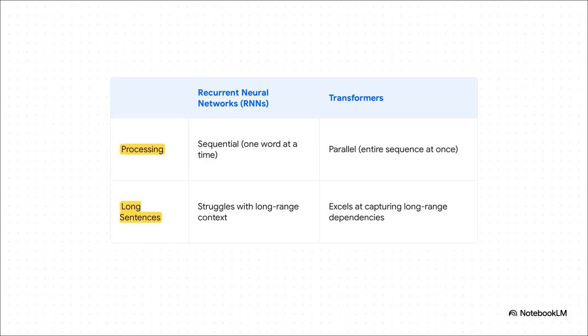Before transformers came along, older models like RNNs had to read a sentence one word at a time. And this gave them a terrible memory. I mean, by the time they got to the end of a long paragraph, they'd literally forgotten what was said at the beginning. Transformers changed the whole game because they look at the entire sentence all at once in parallel.